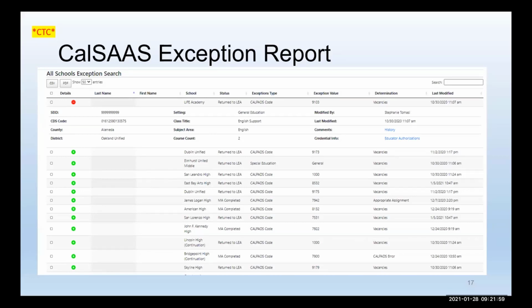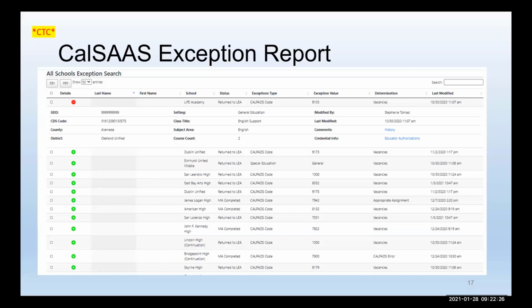So if you can notice in the details section, the seed is listed in the left-hand column. This is a seed of all nines, which has predetermined this exception as a vacancy. The exception type can either be the CalPADS code, the special education, or English learner.